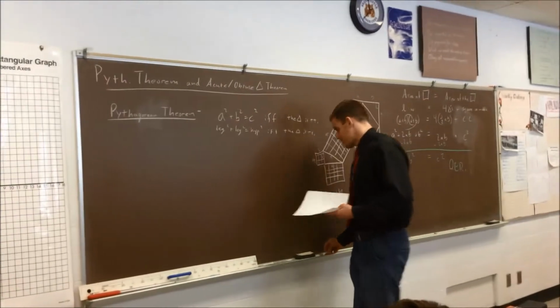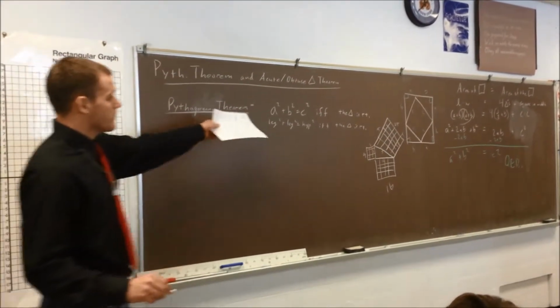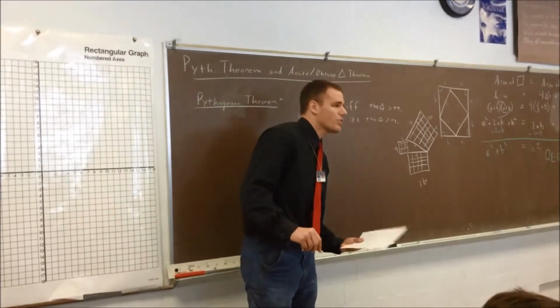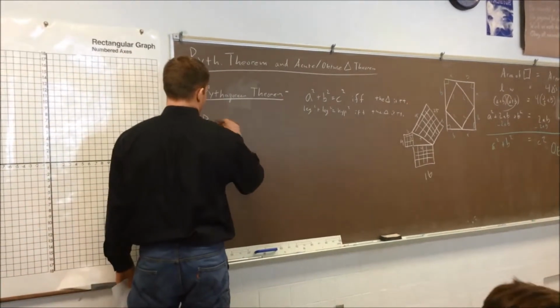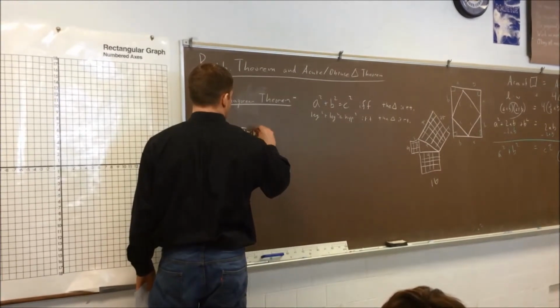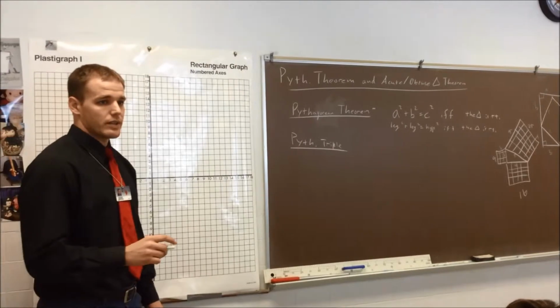So, Pythagorean Theorem. It only works if a squared plus b squared equals c squared, if and only if the triangle is right. If the triangle is not right, it's not going to work. Now, we have some things called Pythagorean triples. Does anybody know a Pythagorean triple? 3 whole numbers that fulfill a squared plus b squared equals c squared.